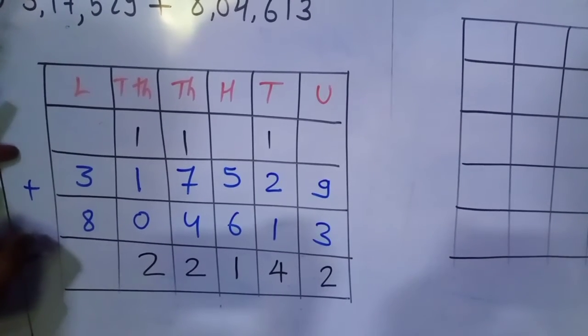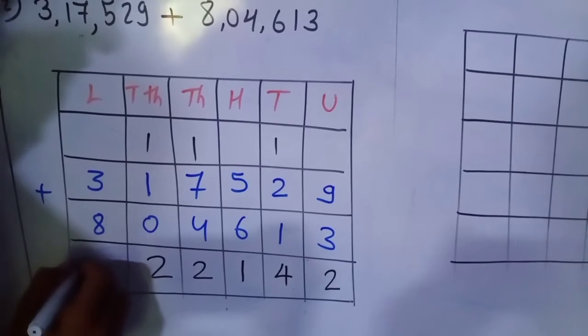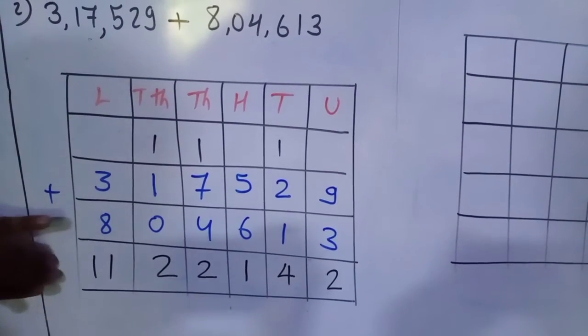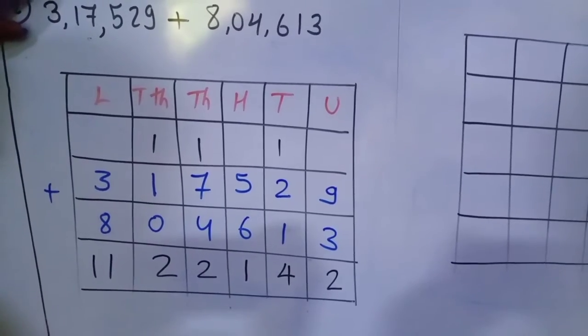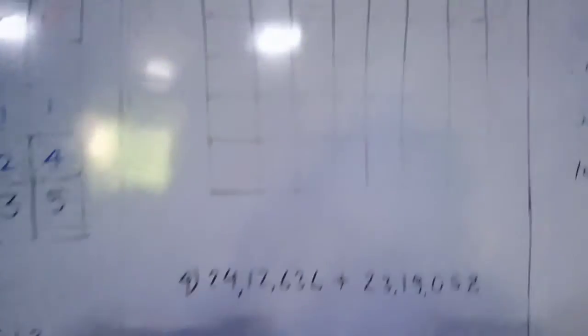Now after that we don't have any more rows and columns, so we have to write both digits here only. So it will be 11. This way we can do the addition of the given numbers directly. Move on to the third one.